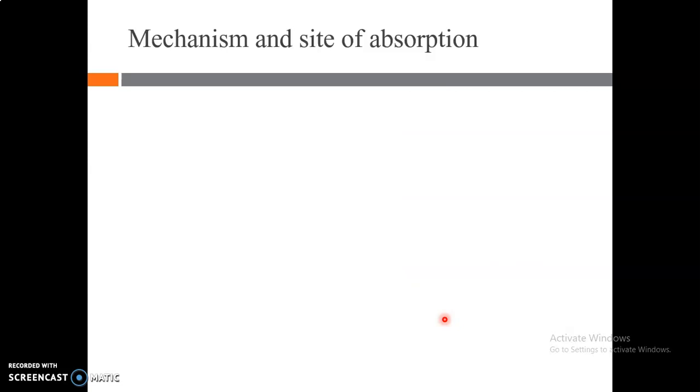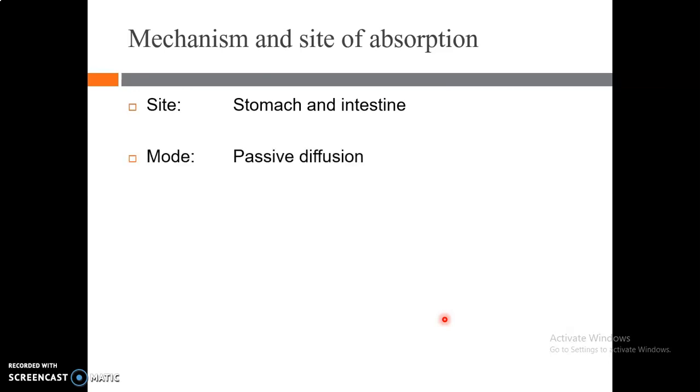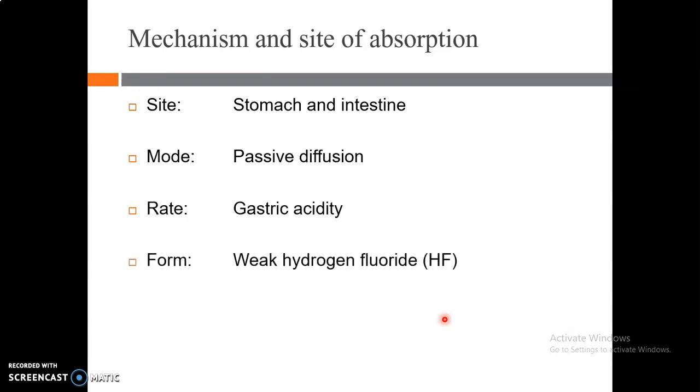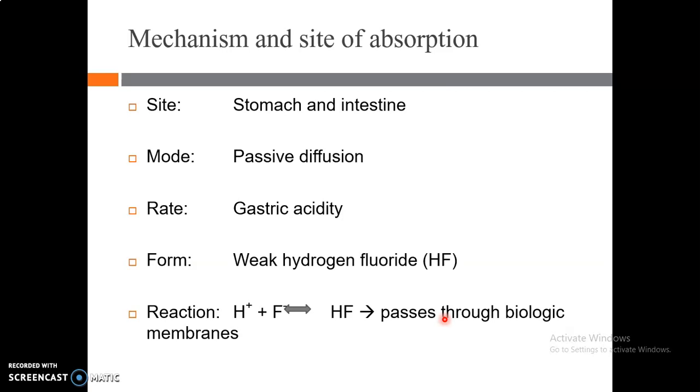Next, coming to the mechanism and site of absorption. Usually the absorption takes place in the stomach and intestine. It is by a process known as passive diffusion. That is, it moves from a high concentration to a low concentration. It depends on the gastric acidity. The more acidic the environment, the more rapidly it is absorbed. That is due to the formation of hydrofluoric acid. That is, the H+ ions from the HCl present in the stomach react with fluoride ion to form HF, hydrofluoric acid, that passes through the membranes and gets absorbed. If it is not absorbed from the stomach, the absorption takes place from the intestine.